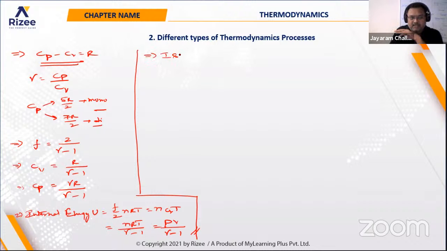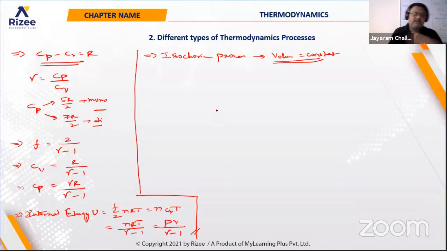First one is an isochoric process. So what is this isochoric process? It is a process in which the volume remains constant. So since the volume remains constant in this particular case, what can we define here?